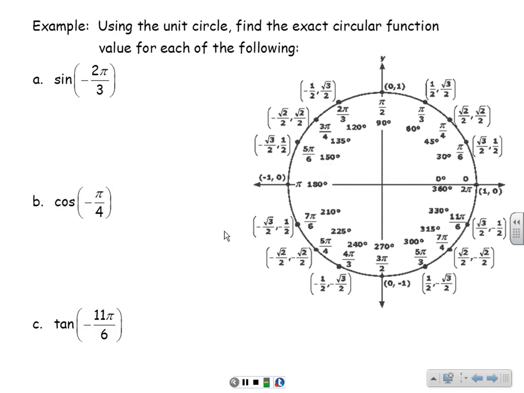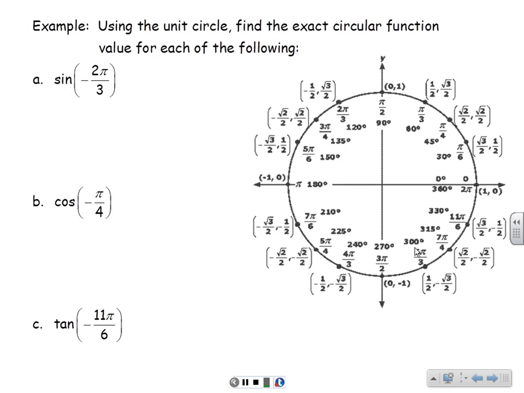Okay, so let's look at this one. When you have sine of negative 2 pi over 3, that's negative rotation. And so when you're talking about negative rotation, remember you are rotating clockwise. And remember, if it has a 3 in the denominator, then we are talking about a 60-degree reference angle. So let's look at this.